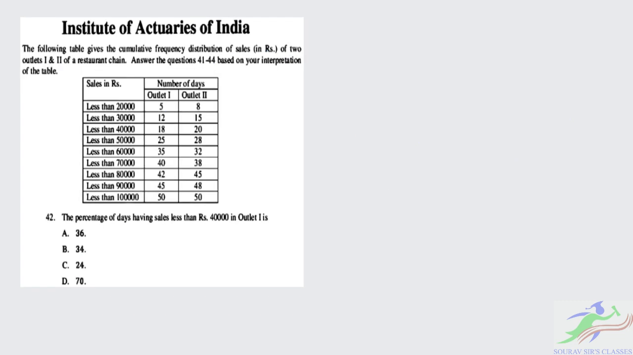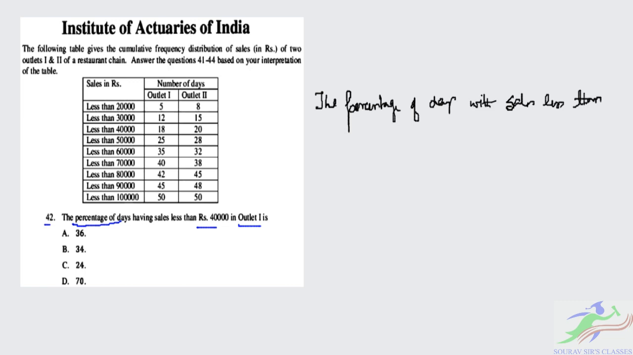So this is question number 42. The same table is given over here. The question is stating the percentage of days having sales less than 40,000 in outlet 1. So it's a straightforward question. You have to find the percentage of days with sales less than 40,000 rupees in outlet 1.